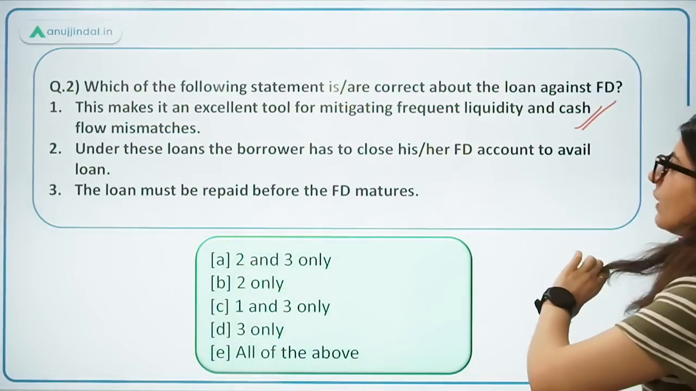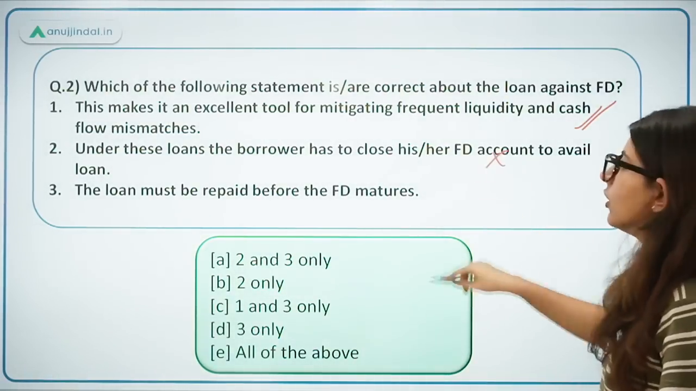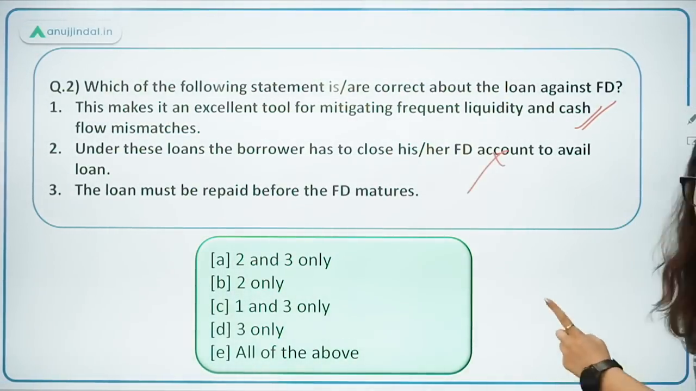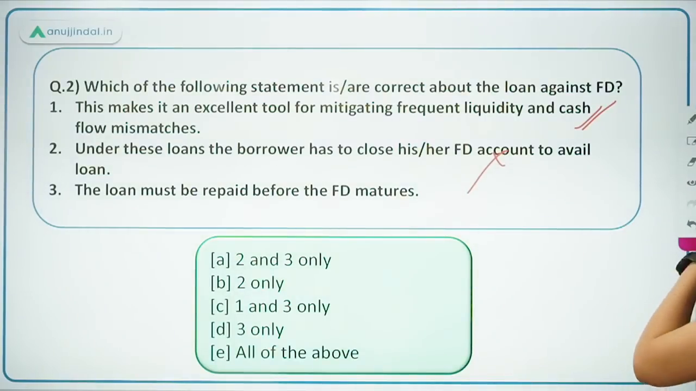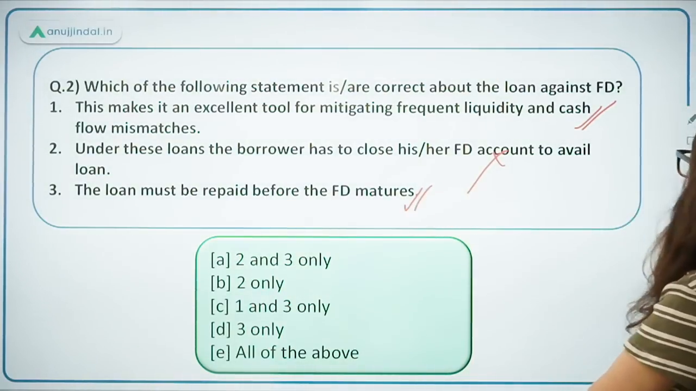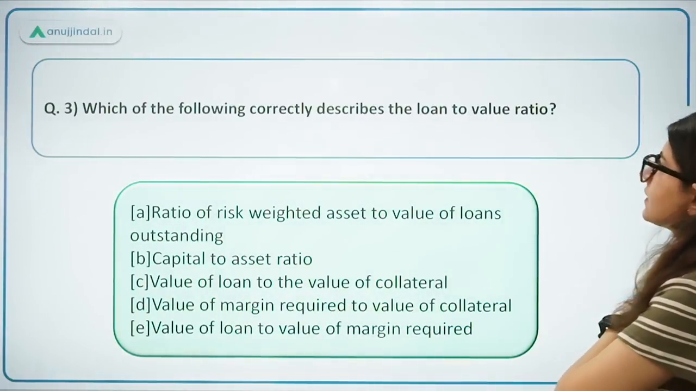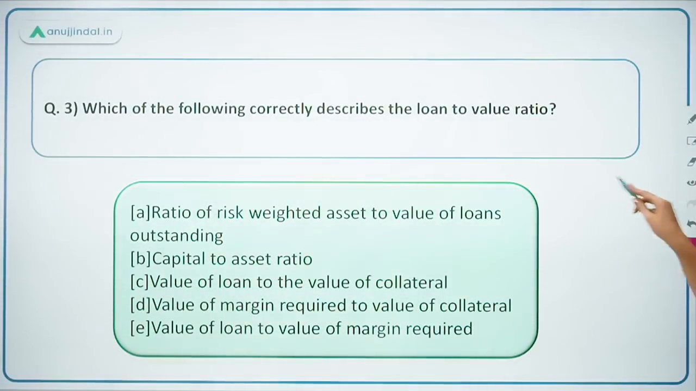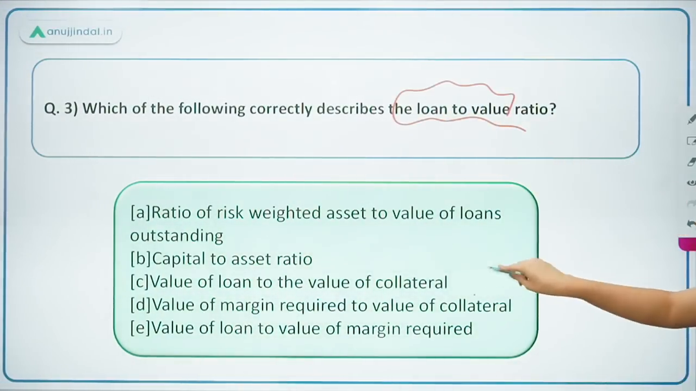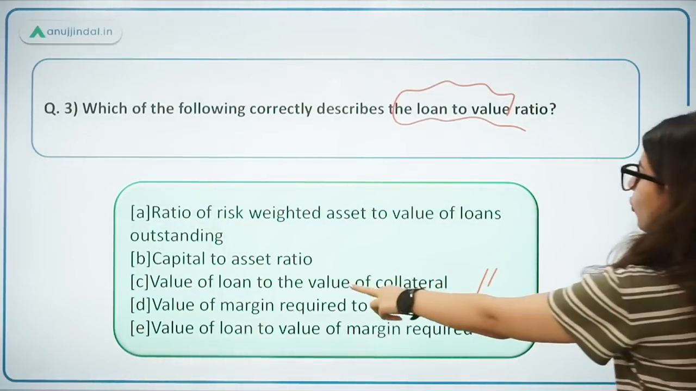Under these loans, the borrower has to close his or her FD account to avail the loan. That is an incorrect statement. The loan must be repaid before the FD matures. Here it is correct. Which of the following correctly describes the loan to value ratio? The correct answer here is the value of loan to the value of collateral.